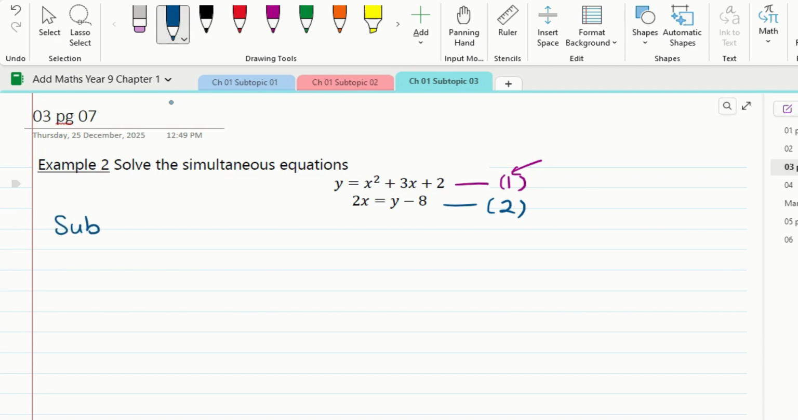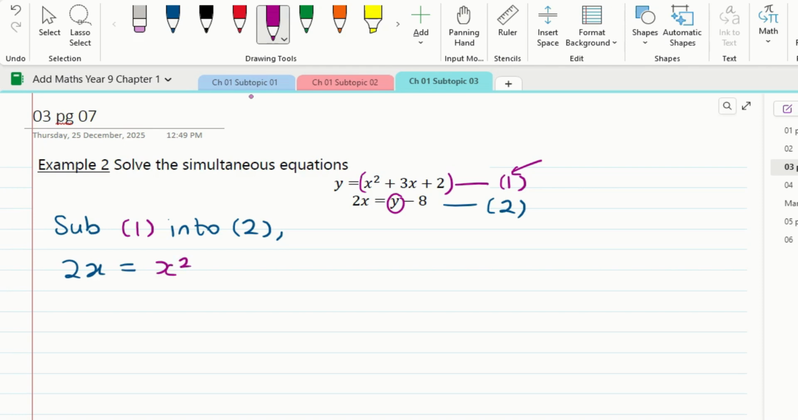Substitute equation number 1 into equation number 2. So here, the number 2 equation is 2x equals y, which will be replaced with x squared plus 3x plus 2 minus 8. So let's have a look. 2x equals x squared plus 3x plus 2 from the first equation, and minus 8, don't forget you have it there.